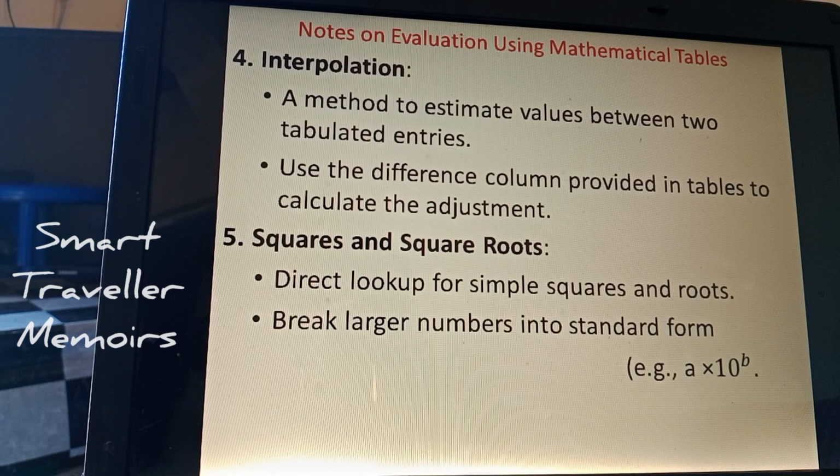Interpolation is a method to estimate values between two tabulated entries. Use the difference column provided in tables to calculate an adjustment. Squares and square roots: direct lookup for simple squares and roots. Break down numbers in standard form if they are less than 10 or more than 10.